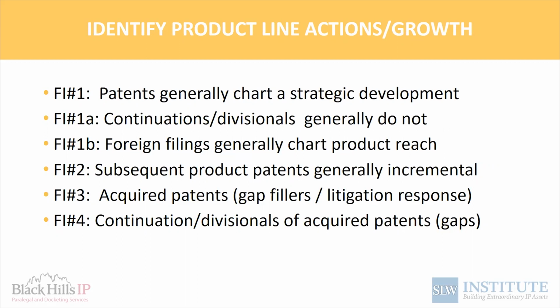Generally, forensic inference 2: subsequent product patents are generally incremental improvements. They're generally not widely different from the earlier patents, and they also tend not to really break new ground. They tend to be smaller and smaller and smaller, using my Mandelbrot model as a model for how patent claiming works.